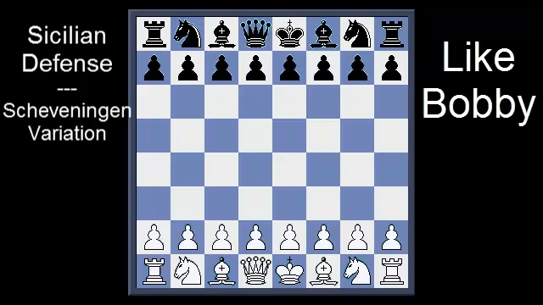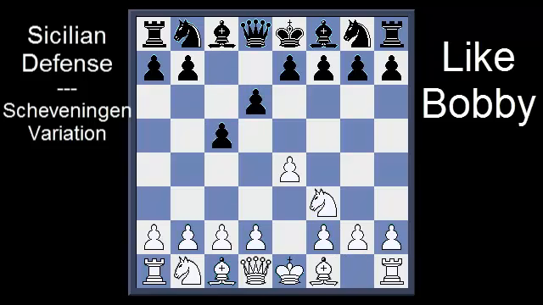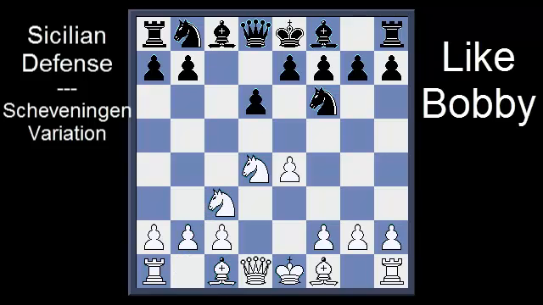In this video we will continue our analysis on how Bobby plays against the modern variation of the Sicilian Defense. After e4, c5, knight f3, d6, d4, c takes d4, knight takes d4, knight f6, knight c3. Now let's examine how Bobby plays against e6, the Scheveningen Variation.